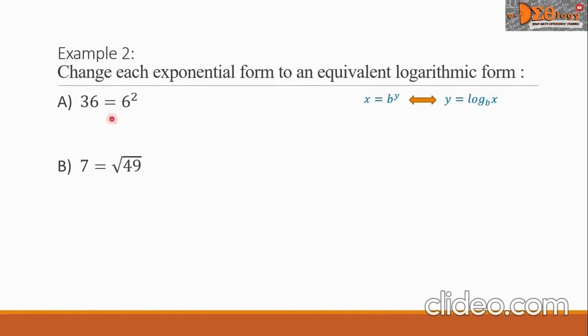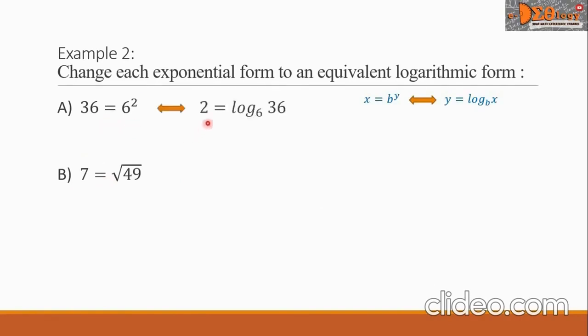Let's begin with letter A. And this is equivalent to 2 equals log of 36 to base 6. Now, this number 2 is the exponent of our exponential form. And we write equals. We put the log of the number 36, we copy here. And the base 6 of the exponent is the same base of the logarithm. So this is our answer for letter A.